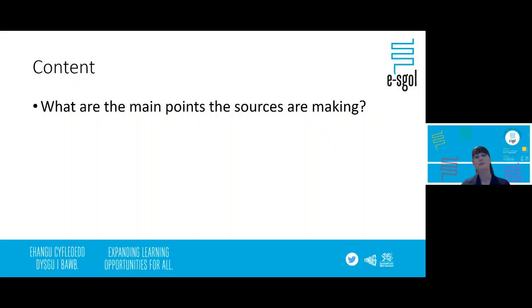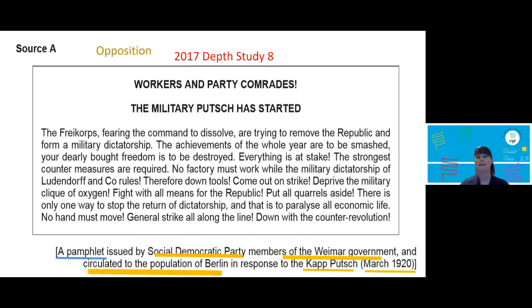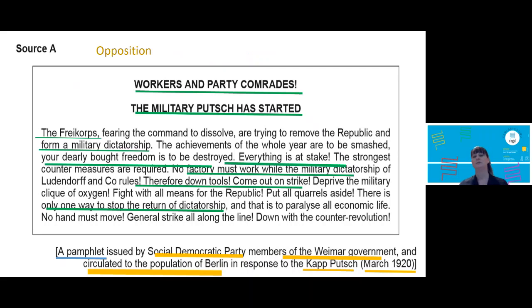So the other thing we need to do is to read the actual source, OK, and look at the content and look at what the main point that source is making. Now, because this presentation tonight is being recorded, you can obviously go back into it when it has been uploaded and slow it down so that you can actually read the sources in more detail and see if you agree with me with what I've highlighted there.